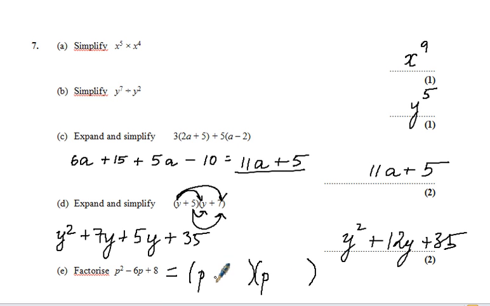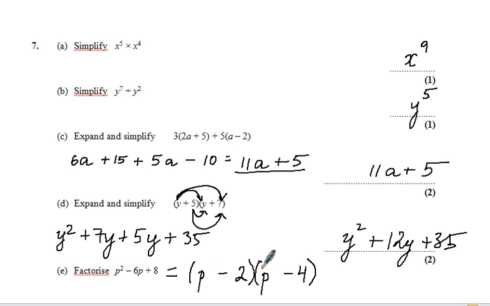And we need to look for two numbers such that when you multiply them together, you're getting positive 8, and when you add them together, you're getting negative 6. Since you multiply two numbers and get a positive result, that means those numbers have the same sign, either positive or negative. Such numbers would be 2 and 4. 2 times 4 would give you 8, and when you add 2 and 4, you're getting 6. But you can get negative 6 only when you add negative 2 and negative 4.